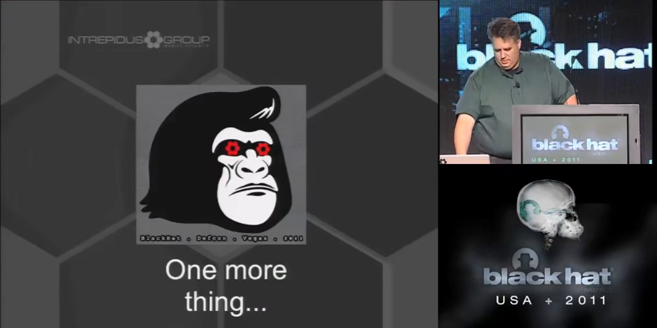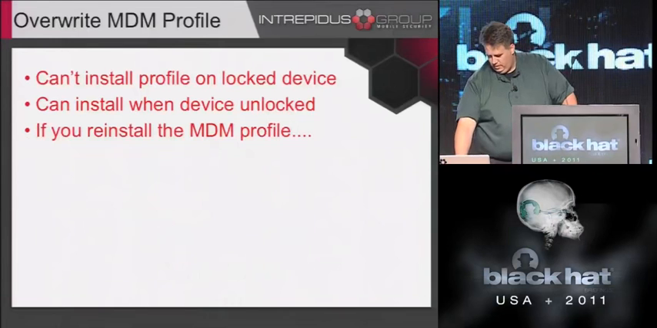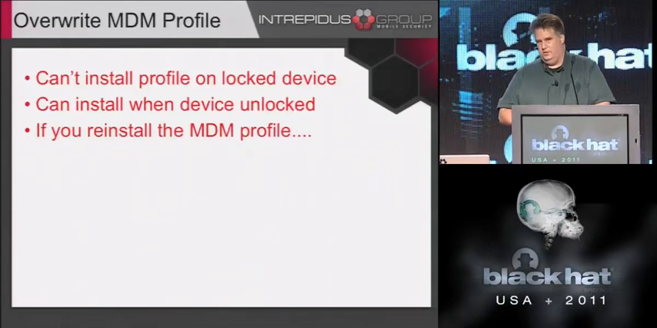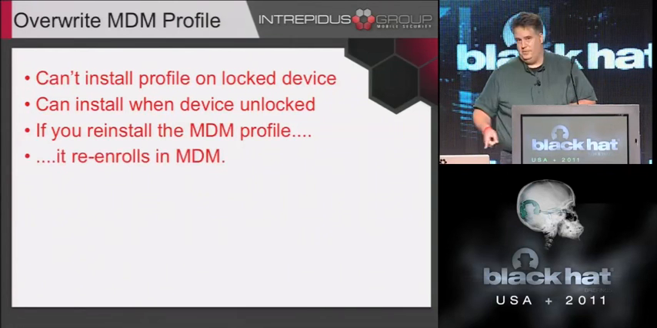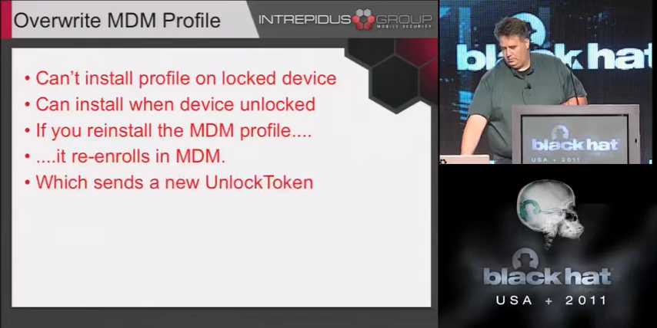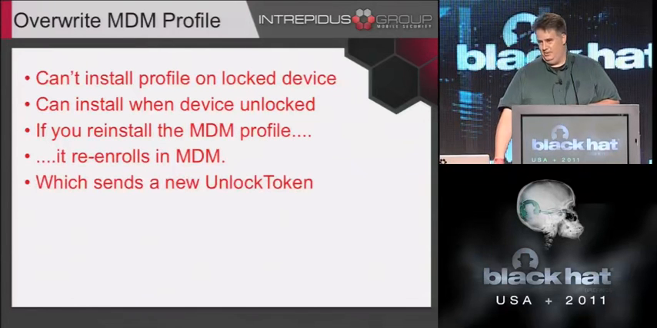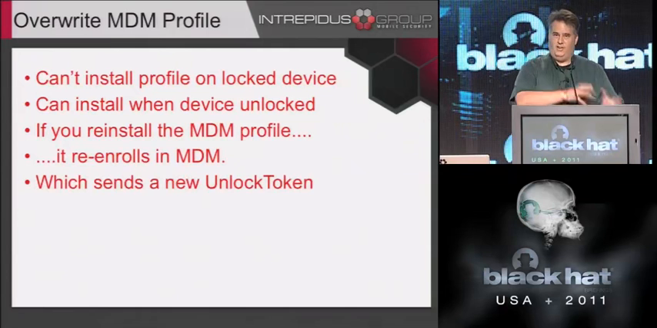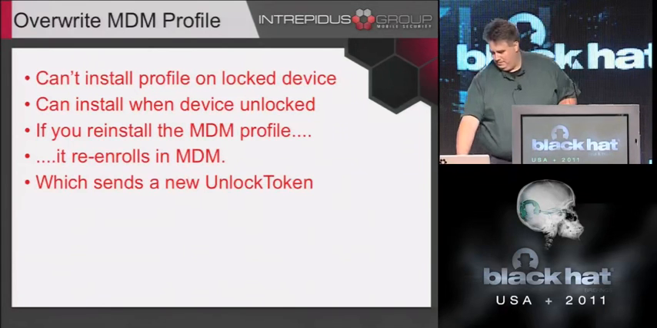Let me go back a second here. You can't install a profile on a locked device, but you can install a profile when the device is unlocked. A couple weeks ago when I was working on what turned out to be the first draft of these slides, I accidentally discovered that if you reinstall the MDM enrollment profile on a device, it will re-enroll the device in the MDM, which will send a new unlock token. So it can't store the unlock token because it's actually a key. It gets created, it gets sent, and then it gets thrown away. The device doesn't have it anymore. But if you force it to re-enroll in MDM, it'll create a new token and give it to you.